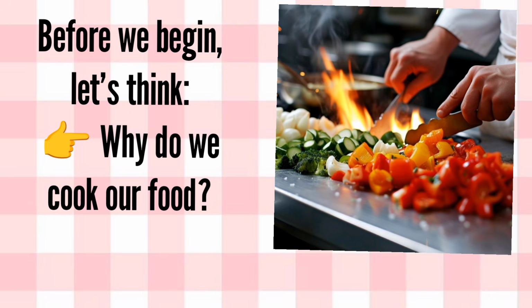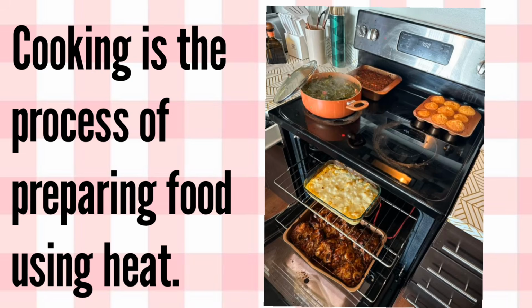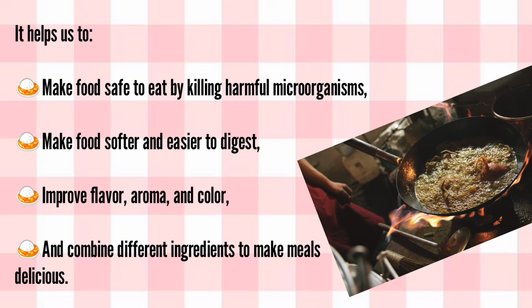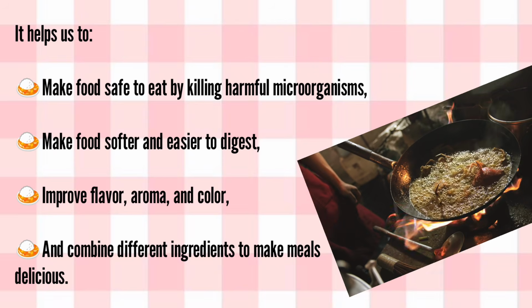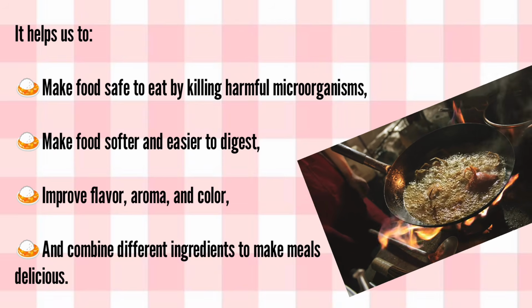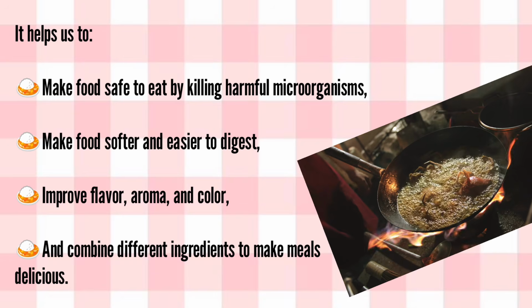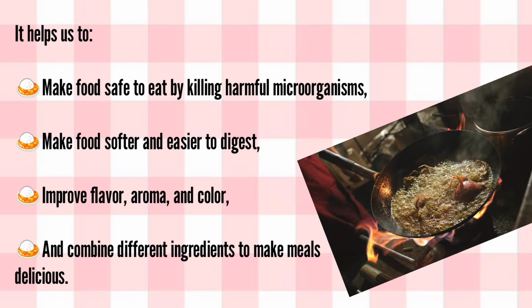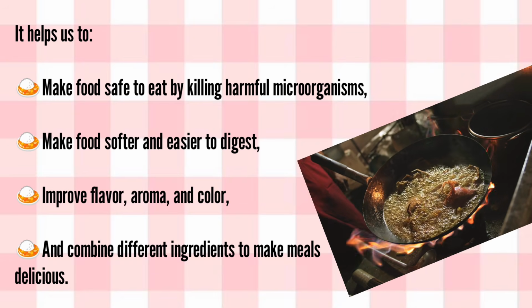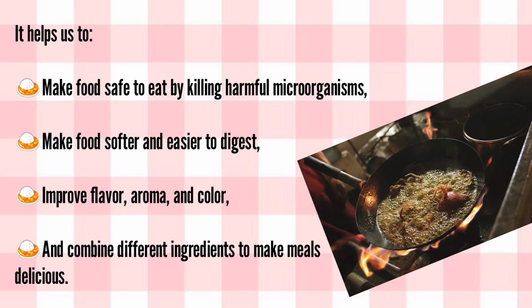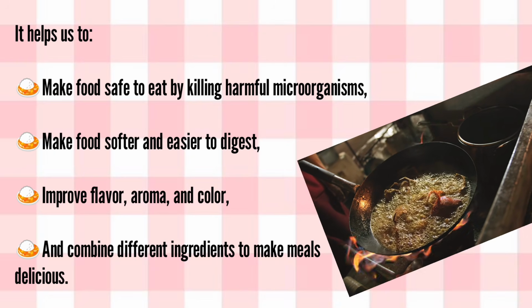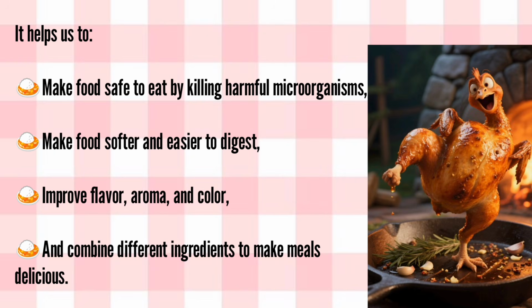Today we want to learn about methods of cooking, and before we begin, let's think, why is it that we cook our food? Cooking is the process of preparing food using heat. It helps us to make food safe to eat by killing harmful microorganisms. It makes food softer and easier to digest. It improves the flavor, aroma, and color, and combines different ingredients to make the meal more delicious.